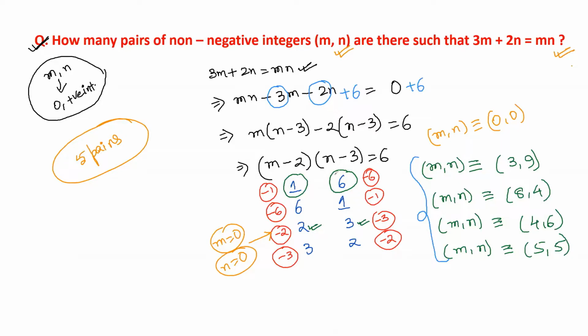So to solve such kind of question, we can simply convert the equation into factors and then find the required number of pairs.